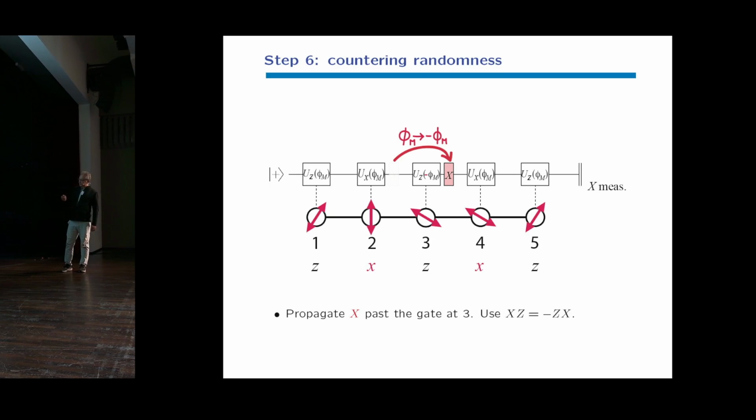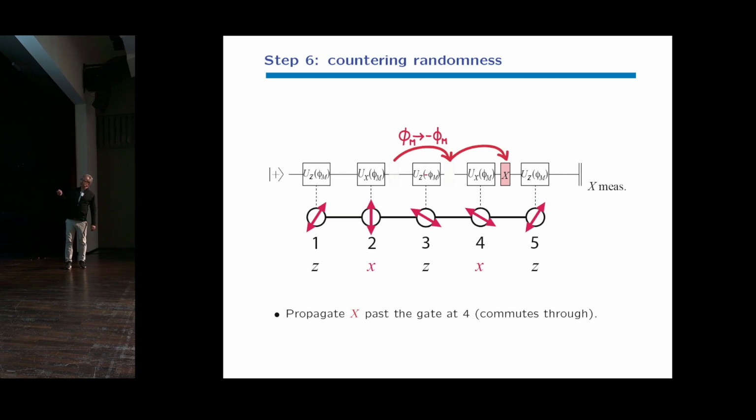Okay, so we do this one more time. We want to get here, so that's the goal. We have just made the first step. Okay, we do this one more time. This time the rotation and the byproduct commute, so there's no change in the angle. We do this one more time.